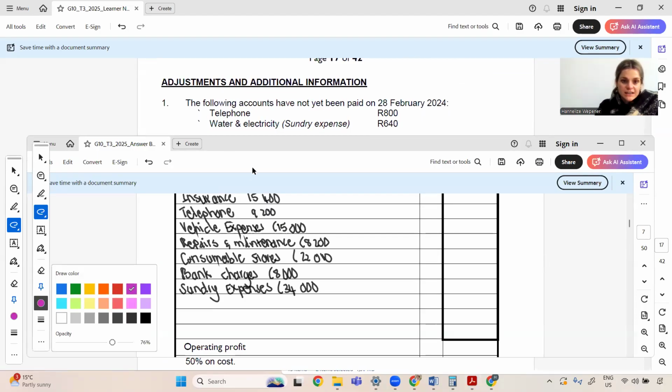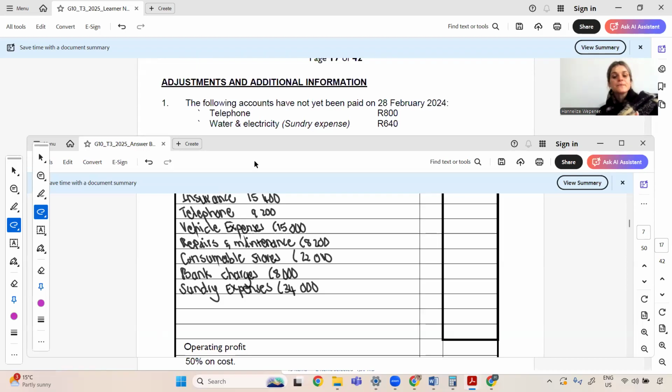So let's just change the color here so we can see what the adjustments are. Okay, so you still have to know the basics of your general journal, but you don't have to say the debit or credit. You just say plus or minus. So it is a bit easier. And then you will also see that not all of these transactions will only be applicable to your statement of comprehensive income. Because if you look at something like the first transaction that we have here, the following accounts have not yet been paid.